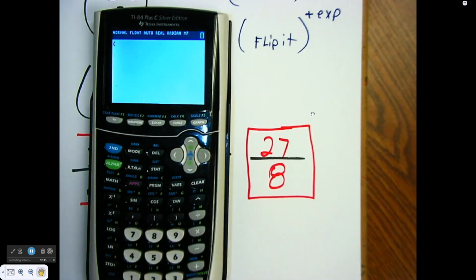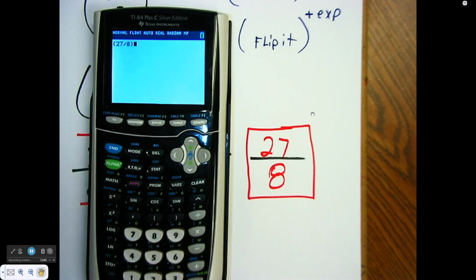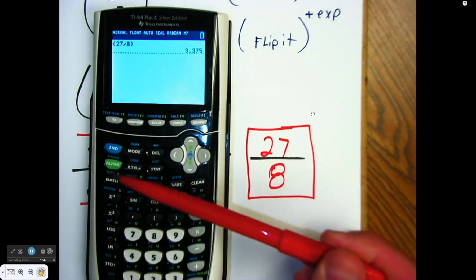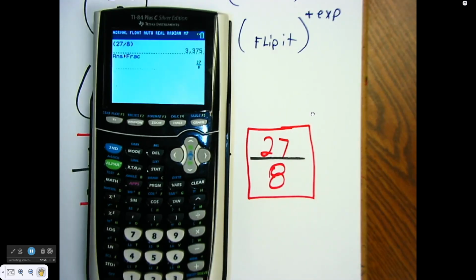I'm going to open parentheses on my home screen and do 27 divided by 8, close parentheses, hit enter. And now I'm going to hit this math key right here. Hit math. Option number 1 is for fraction. Hit enter again. Boom. 27/8 came right back. And that tells me that that is a reduced fraction. So what? It's improper. It doesn't matter. But it is reduced.